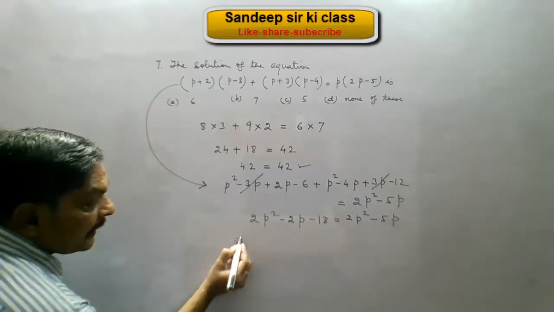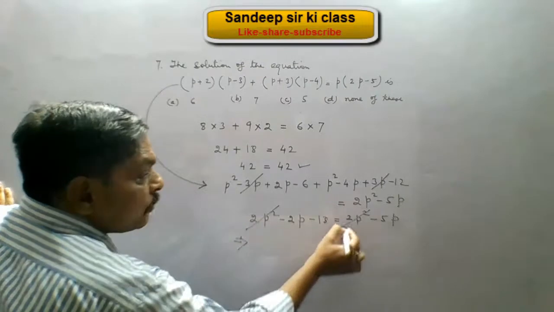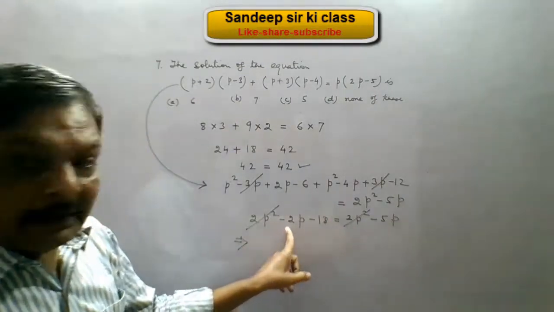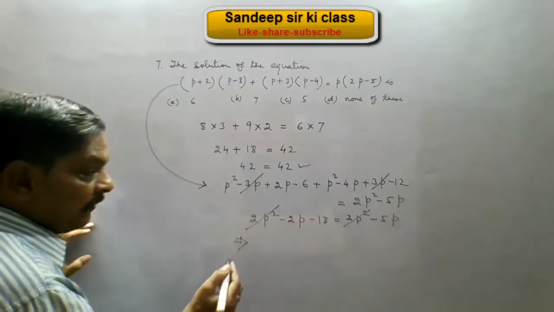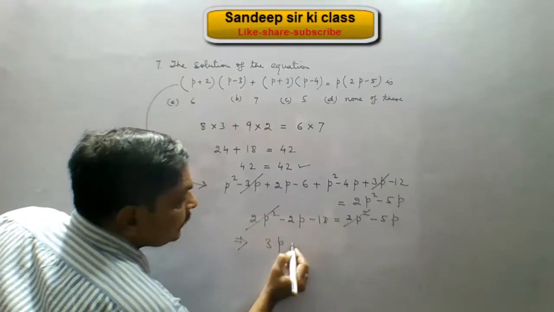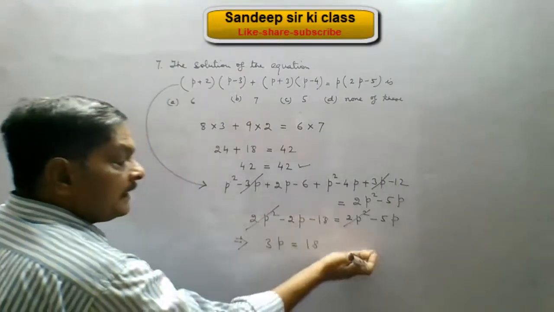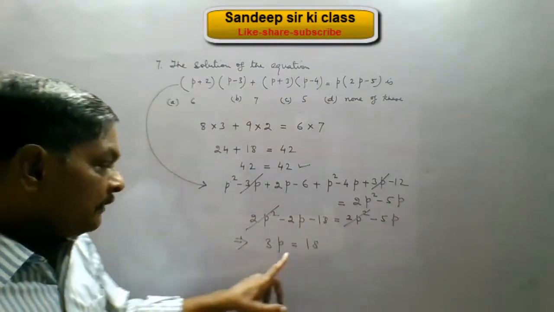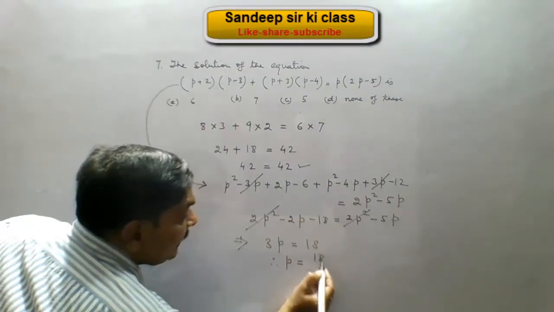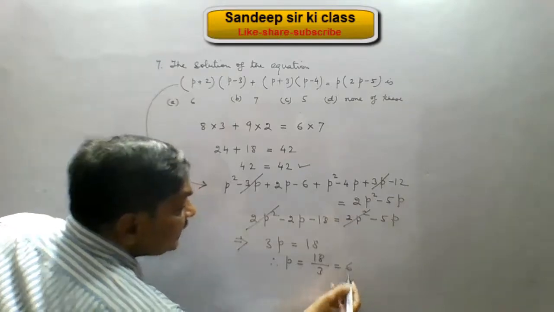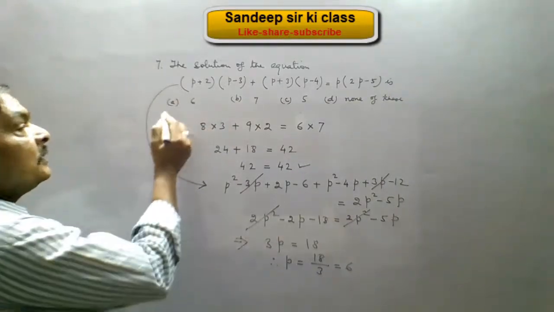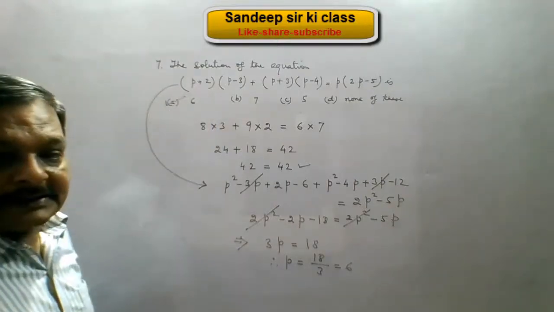Now this implies 2p square and 2p square are cancelled. Minus 5p, when it comes on left hand side, it becomes of positive sign. So we get 3p equals to 18. Minus 18 will go on right hand side, so it will become positive. This gives us p equals to 18 upon 3, which is 6, and this we have obtained already, that 6 is our answer. So here option A is correct.